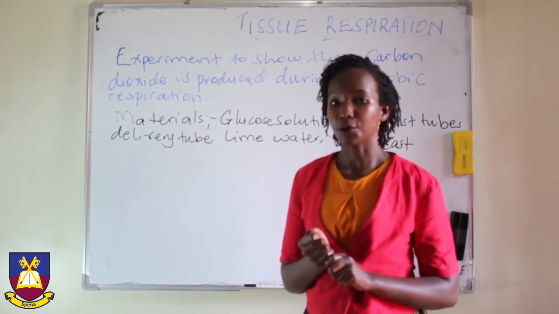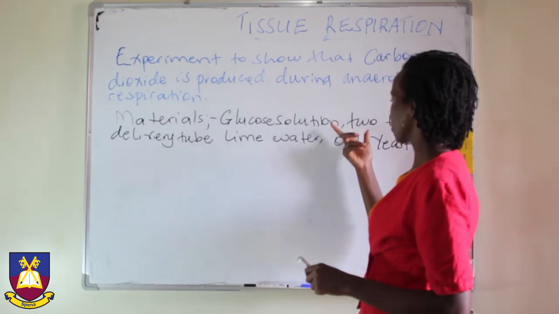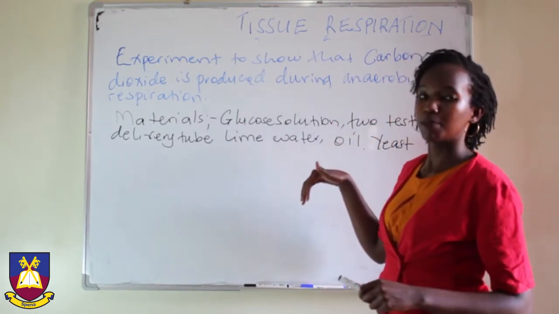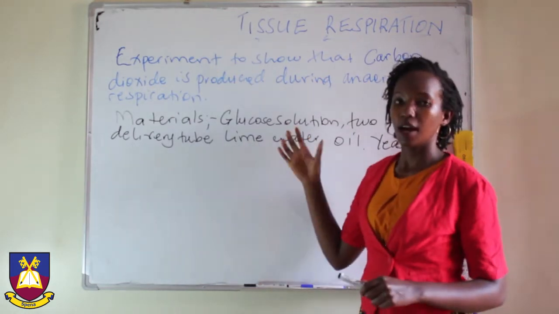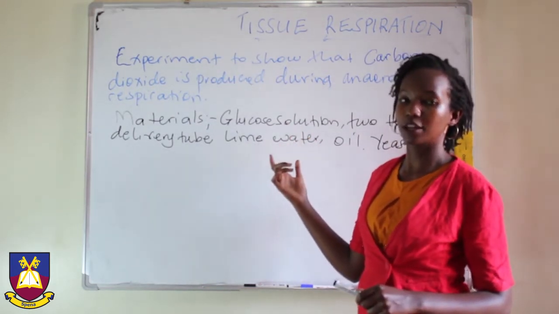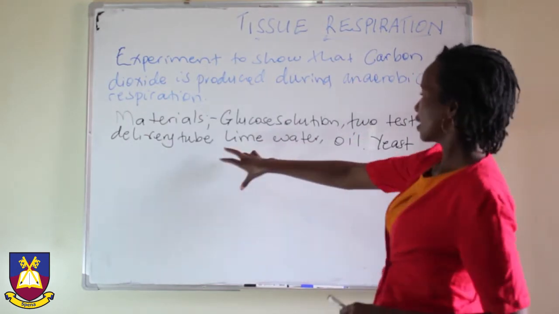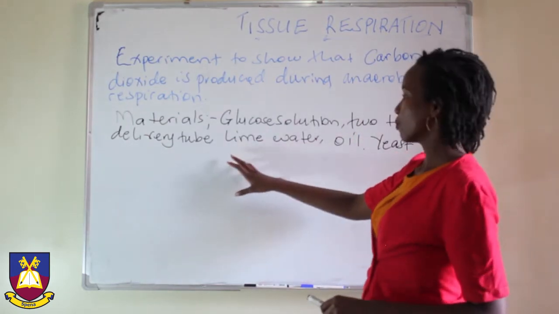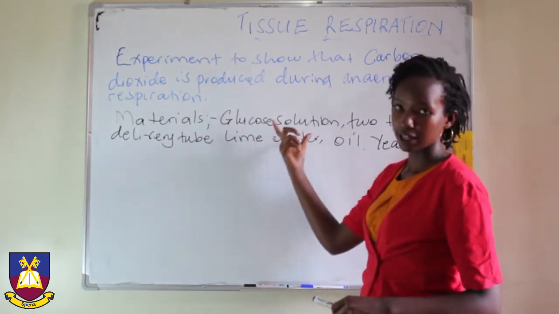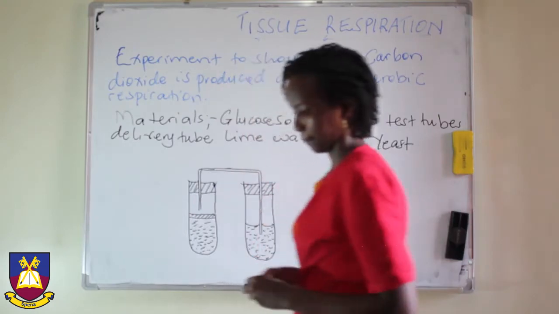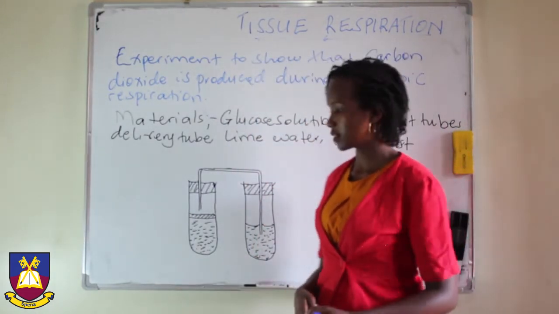After that, we get one of the test tubes and add oil to it, and then add glucose solution using a pipette or a dropper. And then after that, we connect it to a delivery tube, which leads to another test tube containing lime water. So this is our diagram of how our apparatus should be.